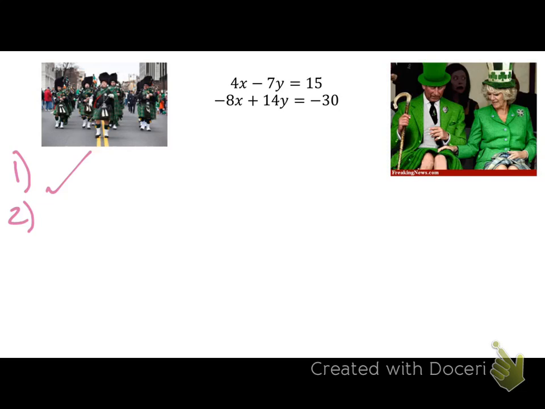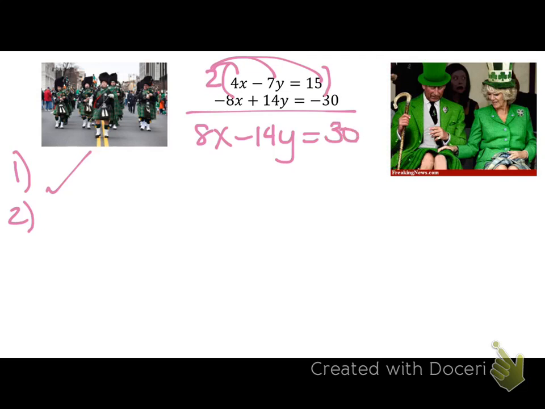So let's look at it if we cover up this. How would we get our X's to be the same? Well, we can multiply the top by 2 so that they both are 8. So we're going to multiply all of it by 2. If you're going to do one thing to it, you have to multiply all of it. So we're going to get 2 times 4x is 8x. 2 times negative 7y is negative 14y. And 2 times 15, don't forget that last number, is 30.